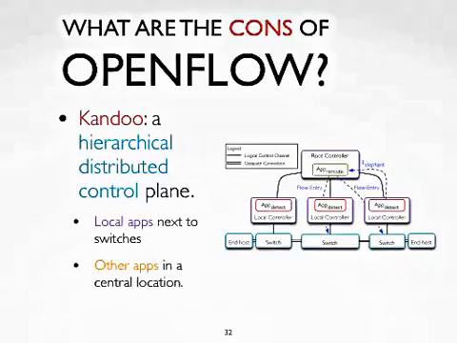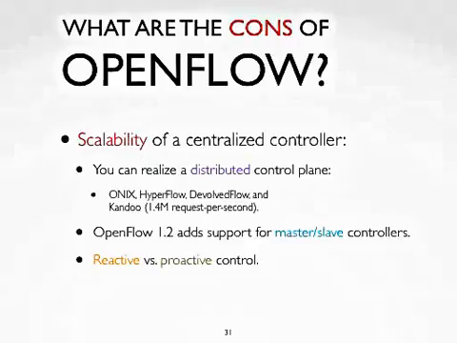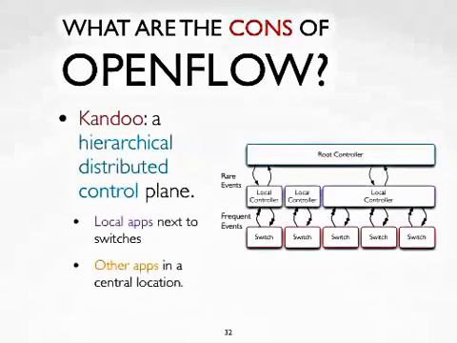So Kandoo is one of the distributed controllers that will make your network orders of magnitude more scalable. It doesn't let the frequent networking events, like a packet arriving or statistics collection, go up to the root controller. For a handful of switches, you have a local controller that is fast and does very simple stuff, and just rare events are propagated to the higher layer. So you can scale this way.